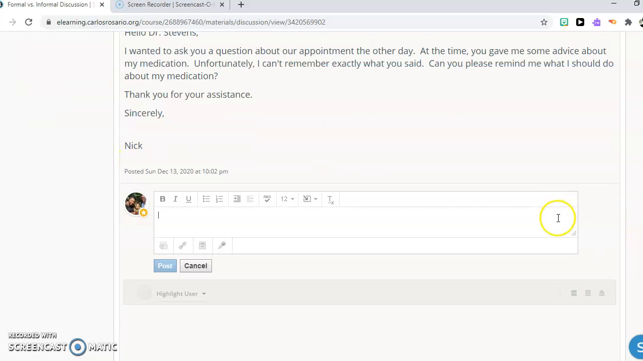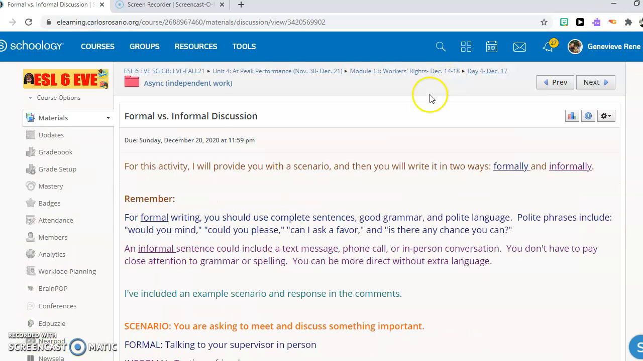So you have the one scenario about discussing something important, and then you would write the formal and then the informal response. Make sure to check for spelling.